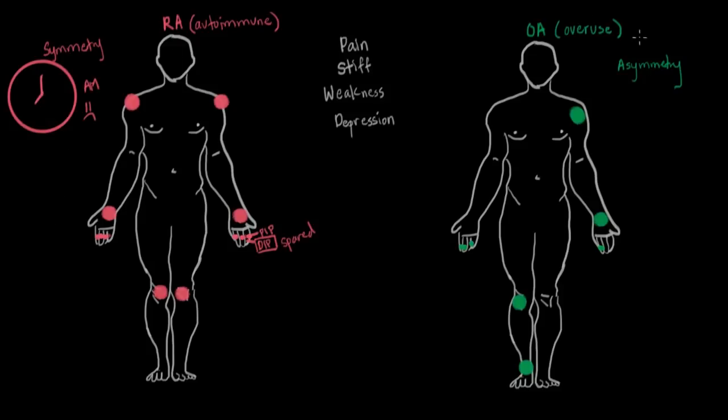And since we know that OA is from overuse, you can guess that this particular feature is going to be opposite on this side. So for patients with osteoarthritis, when they first wake up, they've rested overnight, so the pain and stiffness is actually a lot better. But as they use it, it gets worse.